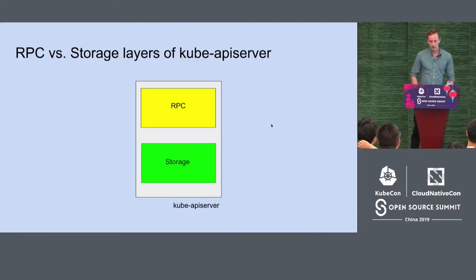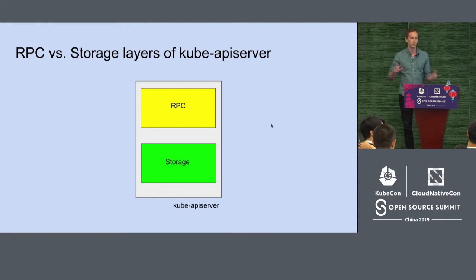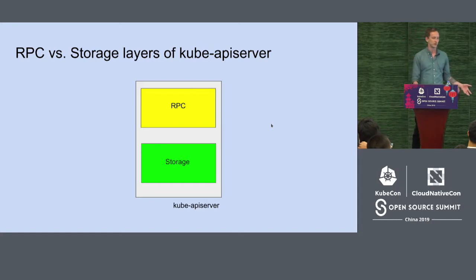So to understand what storage transformers are, you want to look at kube-apiserver as consisting of two layers. You have the RPC layer, where your requests come in and out, handles authentication, authorization, parsing, validation, all those things. And then there's the storage layer, which is essentially kube-apiserver talking to etcd and doing any serialization and deserialization.